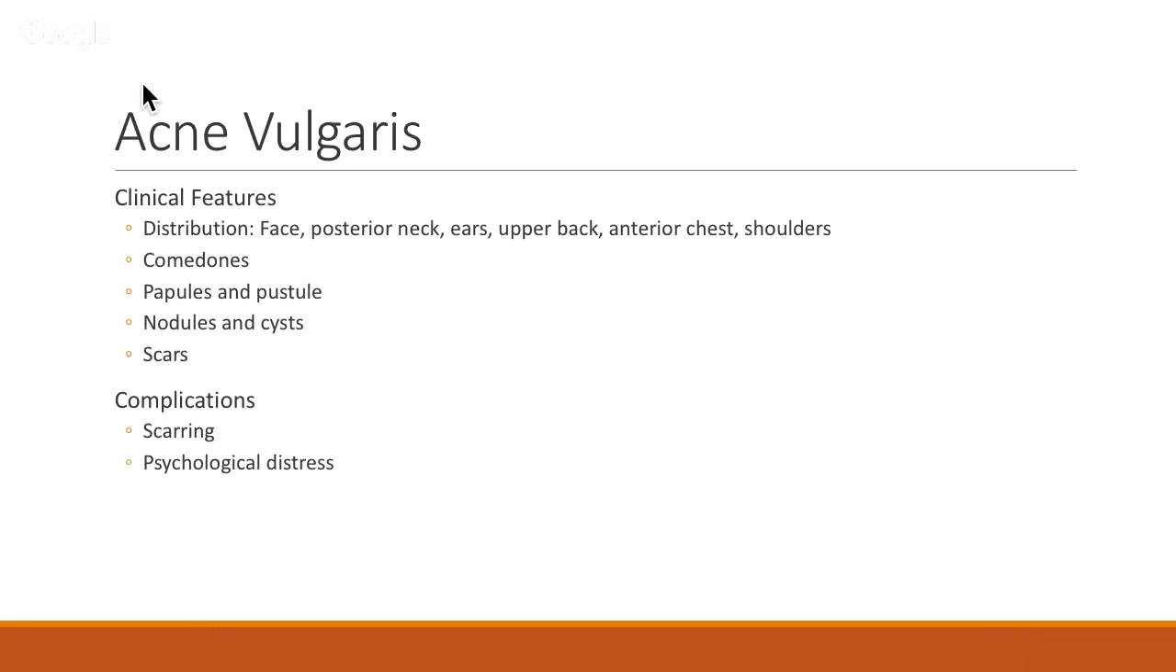Distribution, so normally on the face, but also on the posterior neck, upper back, anterior chest and shoulders, and normally upper back, anterior chest and shoulders will be when it's more severe. You've got the presence of comedones, which is the main distinguishing feature in acne vulgaris, which is essentially these small non-inflammatory papules. You can either have them open or closed. Papules and pustules, so if they do become more inflammatory in nature, and if they become larger, then you get nodules and cysts, and finally scars, which can either be hypertrophic or depressed.